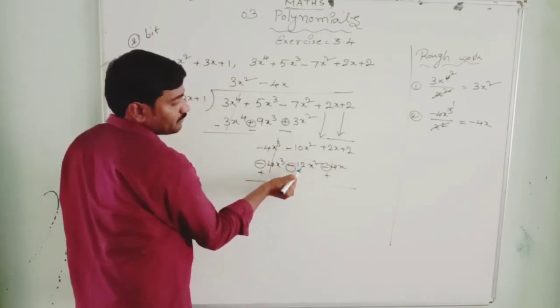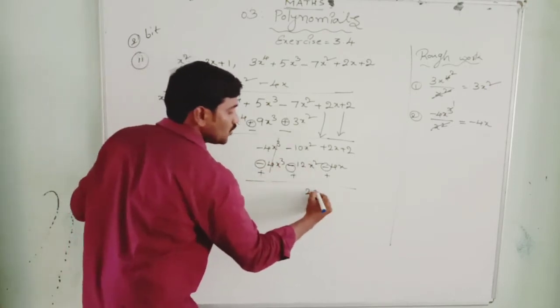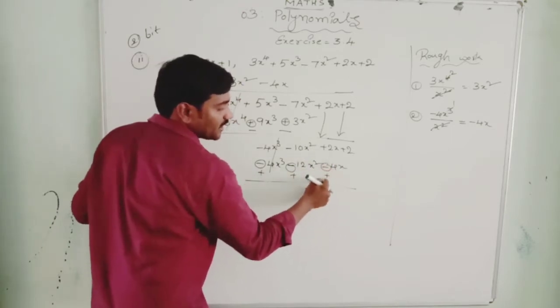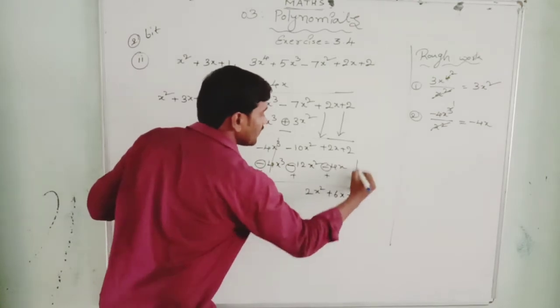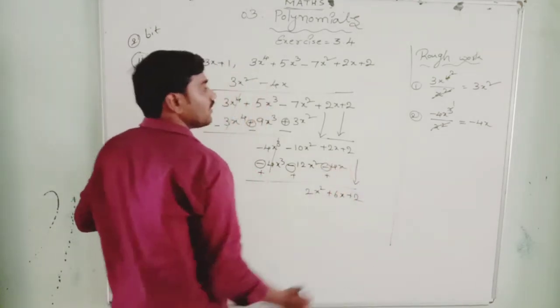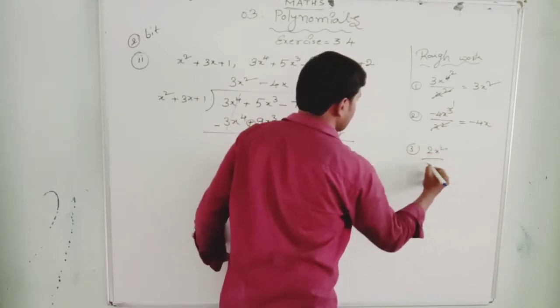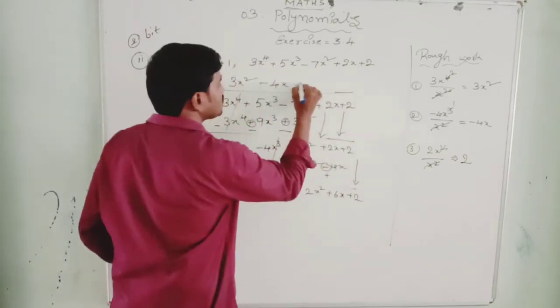Minus 10 plus 12, that is 2. 12 minus 10 is 2x square. 2 plus 4, it is not minus 4, it is a plus 4. 2 plus 4 is plus 6x, plus bring the 2 here. Now we proceed the same way. Here 2x square by x square cancels, 2 is left, plus 2.